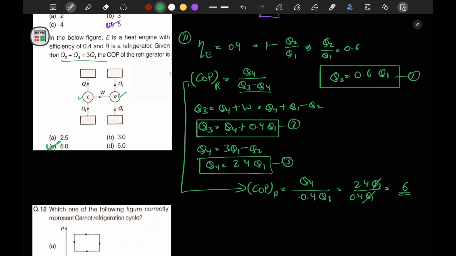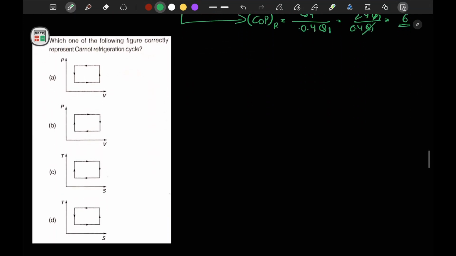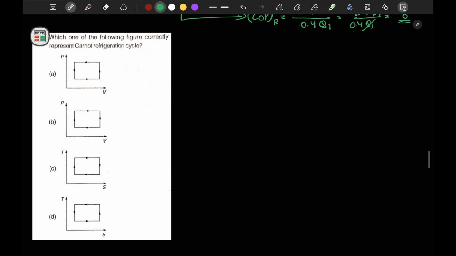Now we will be moving to our next question, that is question number 12. In question number 12 it is given, which of the following figures correctly represents the Carnot refrigeration cycle. In the past lecture in the thermodynamics lecture series, I have told you what the Carnot cycle consists of: 2 adiabatics and 2 isothermals. Now on the PV diagram both adiabatic and isotherms are curves, so these both are not possible. Only in case of the TS diagram are both straight lines.